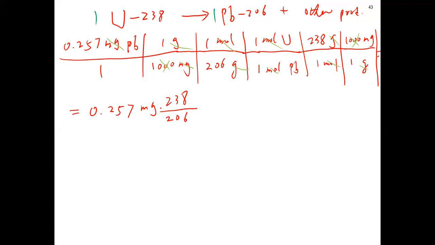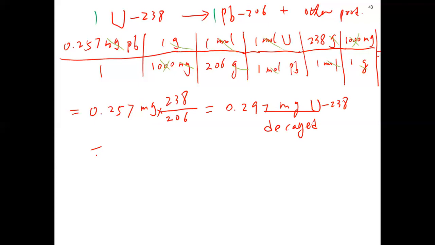Let's multiply here. So all those conversion fractions are just conceptual. In your actual calculation, the numbers you want to enter in your calculator are just these three numbers. So 0.297 milligram of uranium-238 decayed. Right, so now we find our question mark.